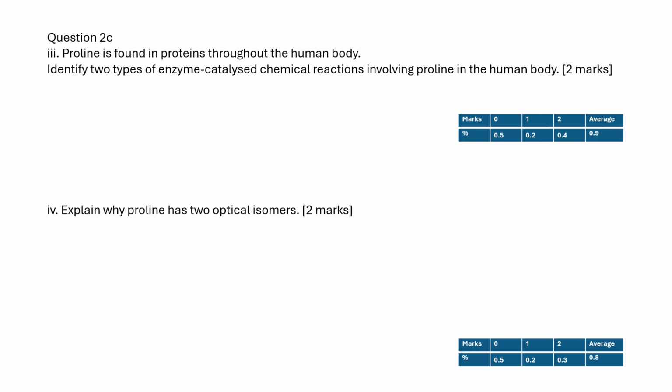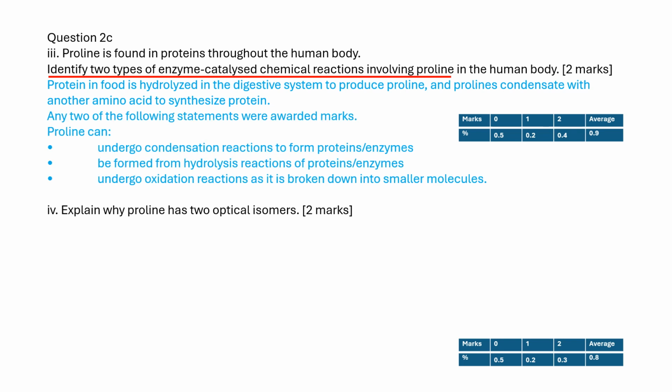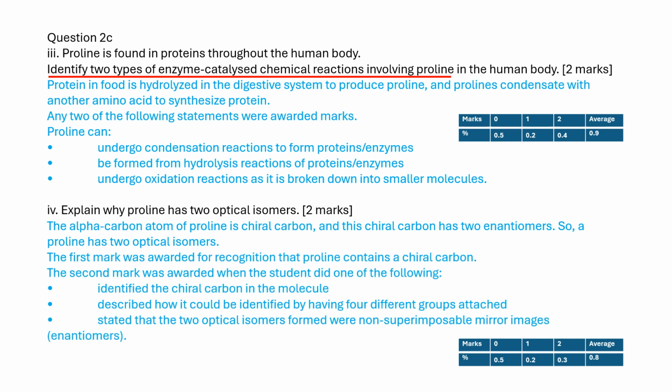State 2 reactions about proline in the body. Protein in food is hydrolyzed in the digestive system to produce proline, and prolines condensate with another amino acid to synthesize protein. The alpha carbon atom of proline is chiral carbon, and this chiral carbon has 2 enantiomers. So, a proline has 2 optical isomers.